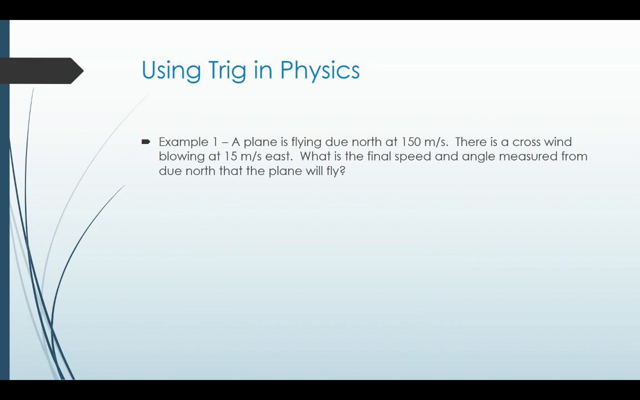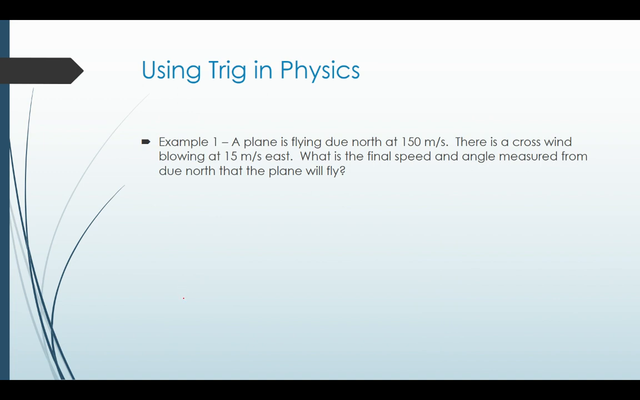So let's go ahead and solve a problem using some trig functions that says a plane is flying due north at 150 meters per second. There's a crosswind blowing at 15 meters per second east. What's the final speed and angle measured from due north that the plane will fly? So go ahead and draw yourself pictures. The best way to do physics is to draw pictures.